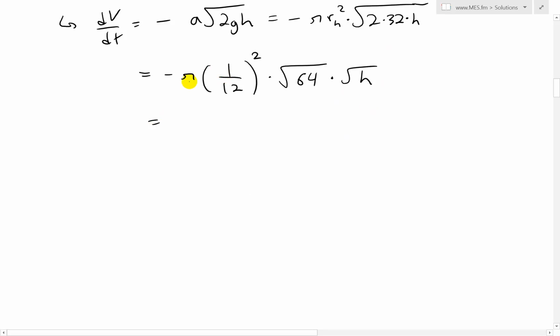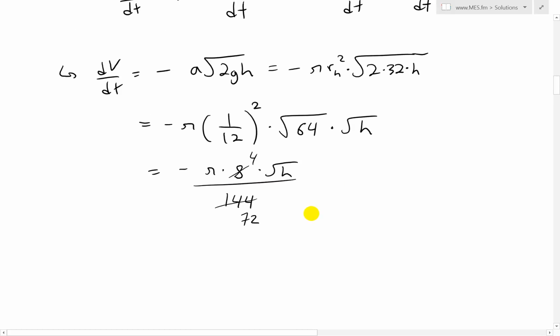Now what we have is negative pi times the square root of 64, that's 8, since 8 times 8 is 64, times the square root of h, and at the bottom we have 12 squared, which is 144. You could do that in your head or calculate it out. Let's simplify this even further. Let's divide by 2: that's 4 on top, and 144 divided by 2 is 72.